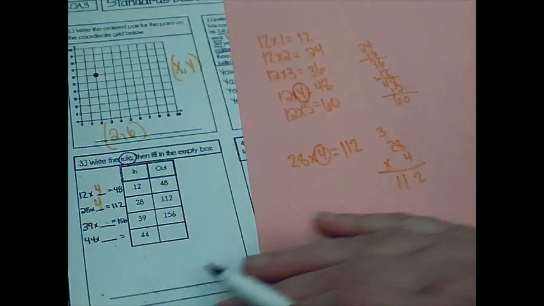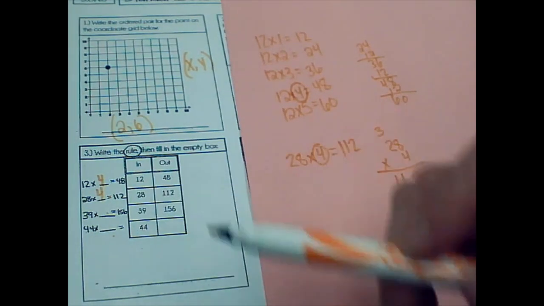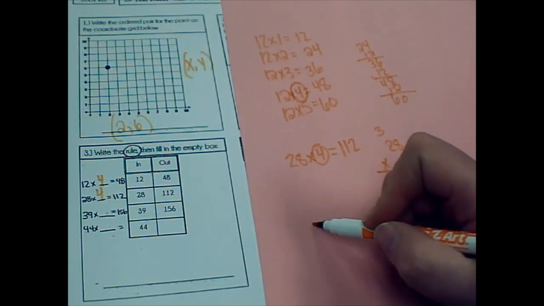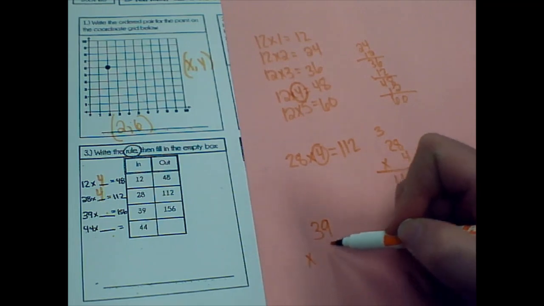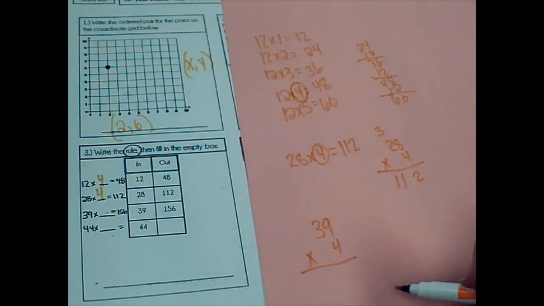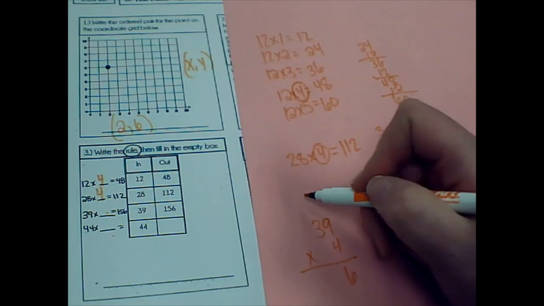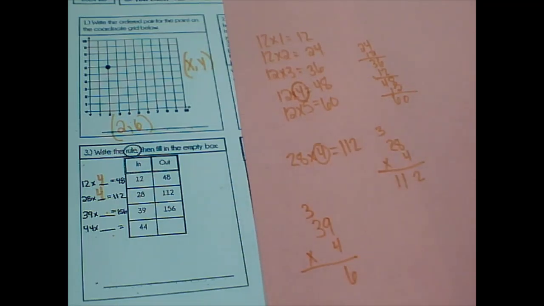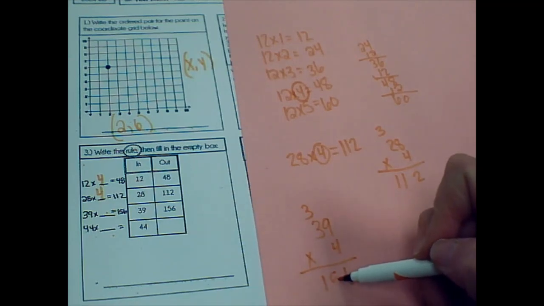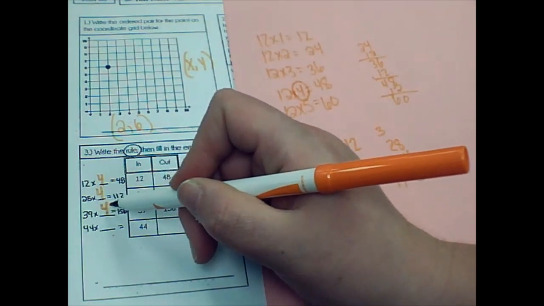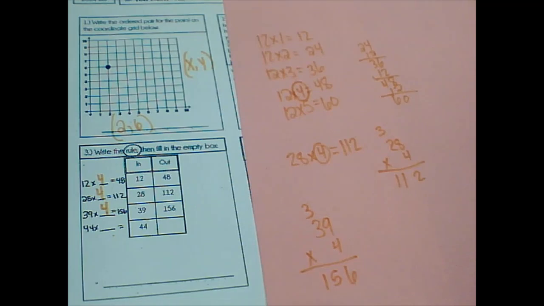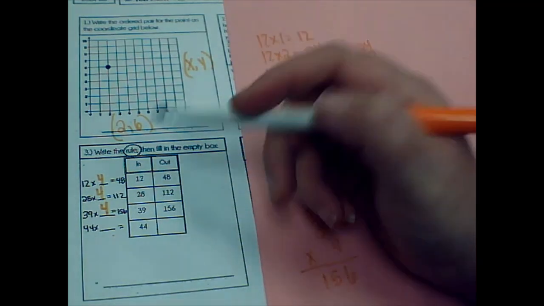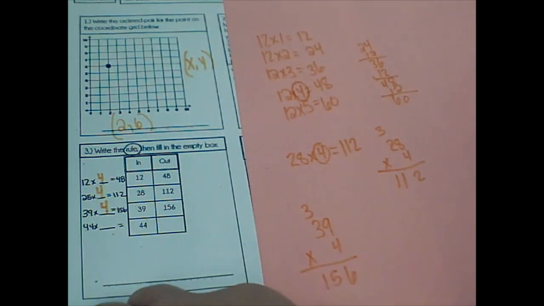Let's do another one just to be sure. Let's see if 39 times 4 does get us 156. Okay, I know that 9 times 4 is 36. I know that 4 times 3 is 12, plus 3 is 15. So 39 times 4 did get us 156. So it's safe to say that the rule is to multiply by 4.